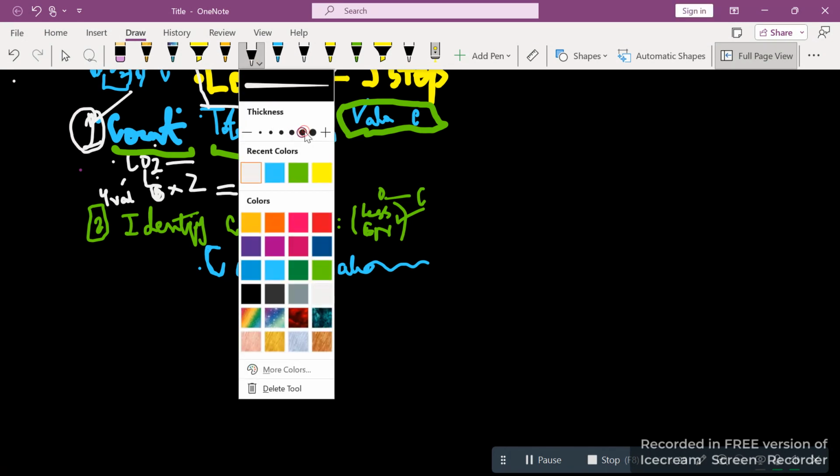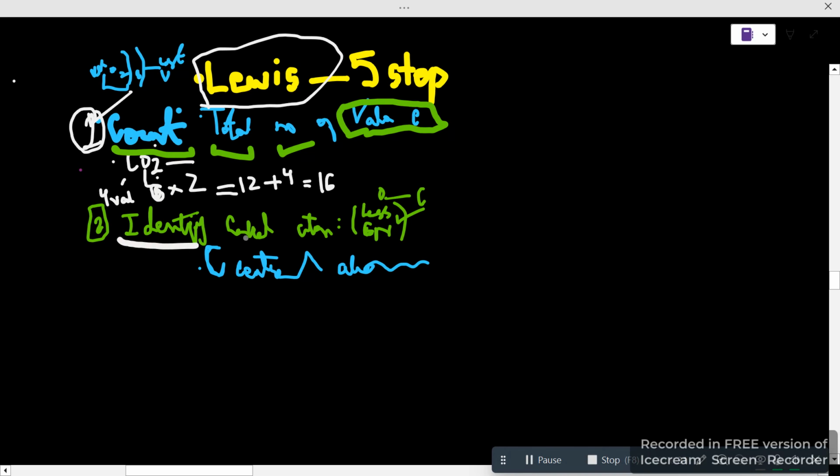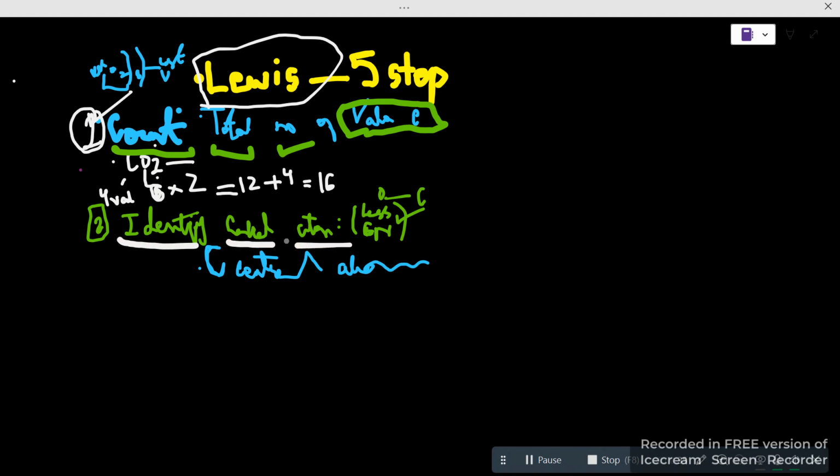The second step was to identify which would be the central atom, and you identify that by which has the lower electronegativity. Okay, so we were done till the second step. In CO2, the example we have taken, C would be the central atom.